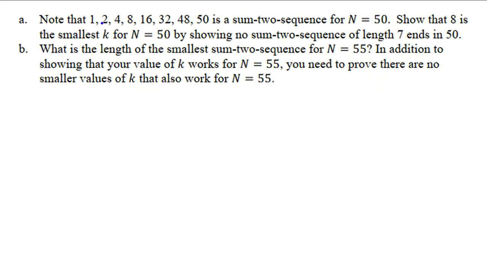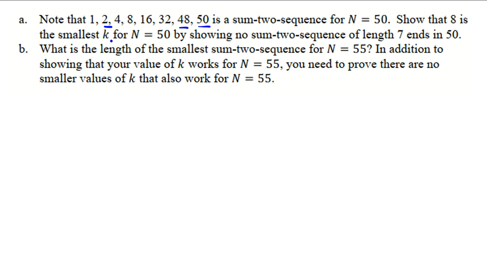Note that 1, 2, 4, 8, 16, 32, 48, 50 is a sum 2 sequence for n equals 50. Let's consider: 2 is 1 plus 1, 4 is 2 plus 2, 8 is 4 plus 4, 16 is 8 plus 8, 32 is 16 plus 16, 48 is 32 plus 16, and 50 is 48 plus 2. And the length is what? 1, 2, 3, 4, 5, 6, 7, 8.